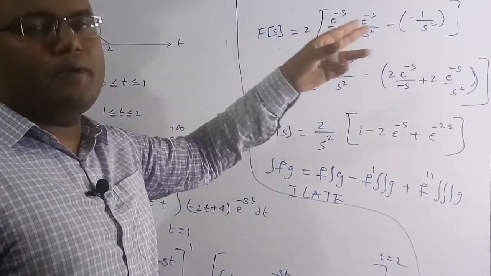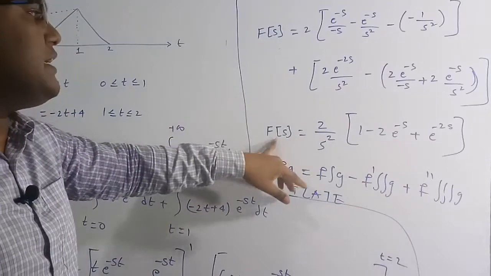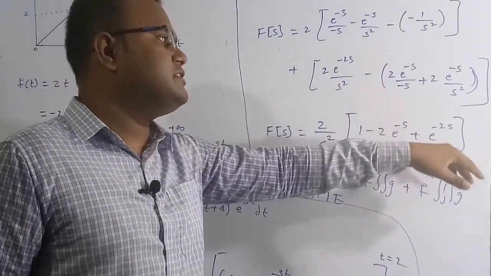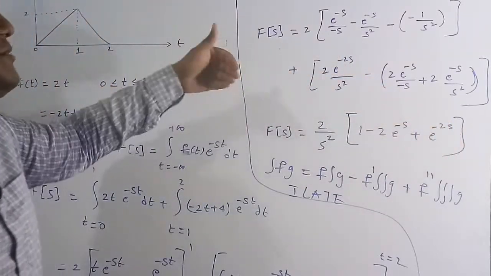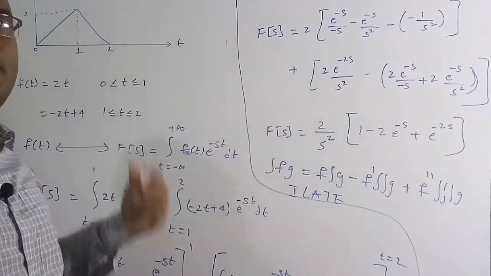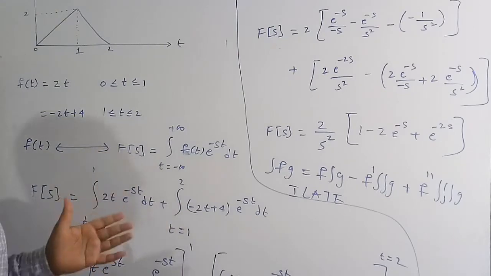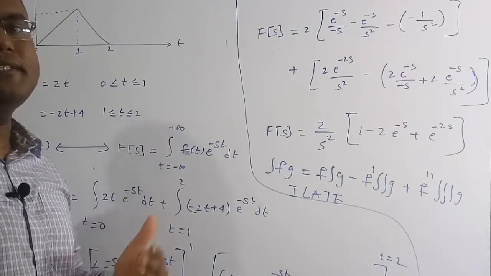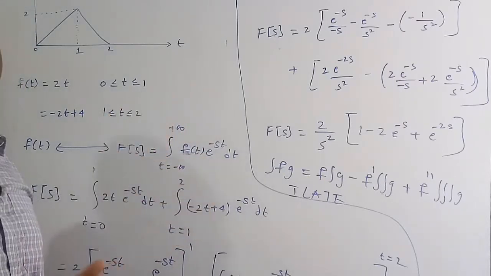And if you do the proper rearrangement, finally you are going to get f of s is equal to 2 by s square into 1 minus 2 into e to the power of minus s plus e to the power of minus 2s. Here the simplification is very high when compared to the previous one, because that was a very complicated signal, but for the previous one we converted it into a very simple signal, and then we did the integration in a very easy manner.